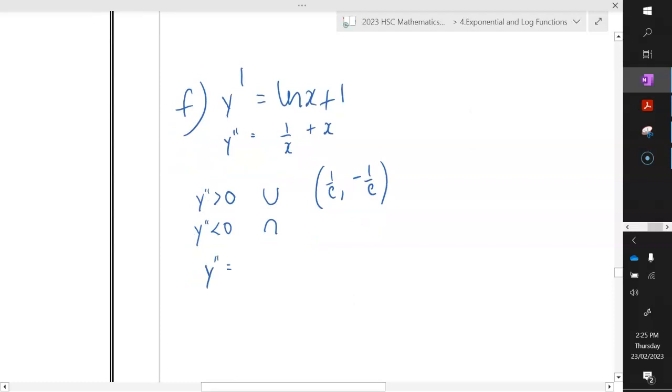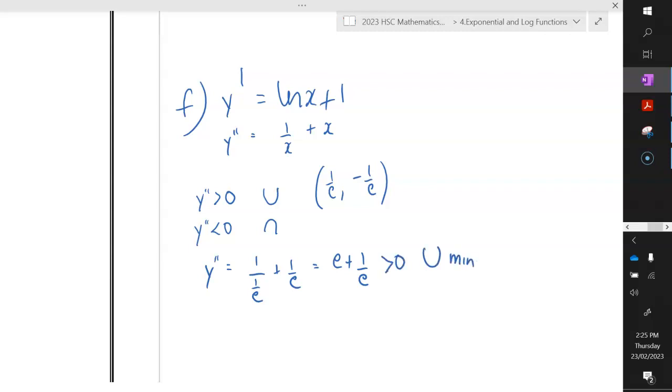So y double dash equals 1 over e plus 1 over e, which equals, if we flip that upside down, 1 over e is 1 times e over 1, which is e, plus 1 over e, which is positive, because this is a positive value and I'm adding to that, which is positive. So it is a minimum stationary point, or a minimum turning point.